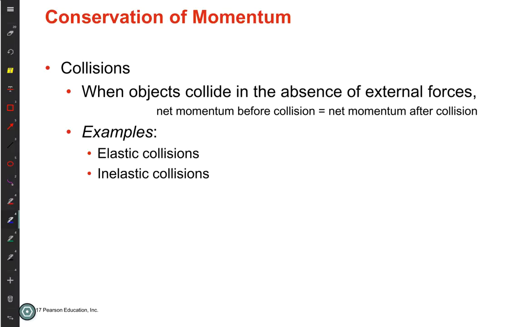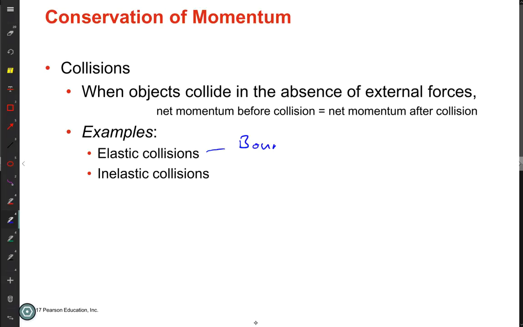Now we have collisions, collisions between things. We've just been talking about collisions, right? Collisions between cars. When we have collisions, we break them into two fundamental types. Elastic collisions are collisions where they bounce off of each other with no deformation.